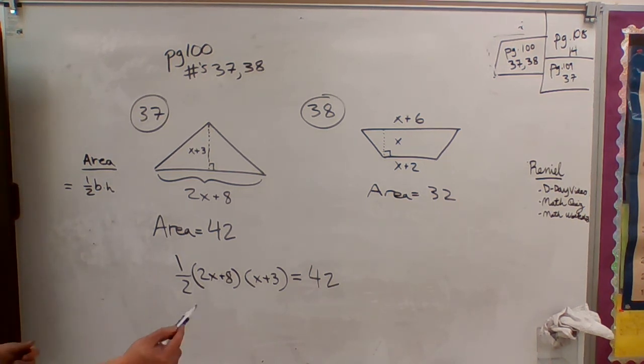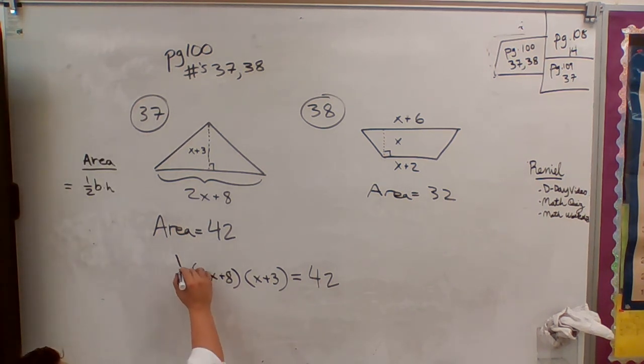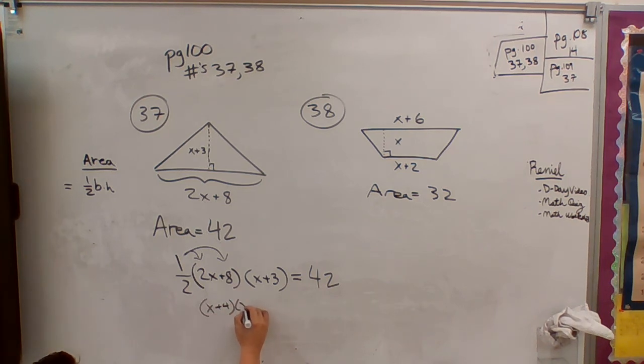And we would multiply this out. I'll run through this one. Yeah, might as well. So distribute this 1/2 in there. I'll be left with x plus 4 times x plus 3 equals 42. Let's distribute this out. That'll be x squared plus 3x plus 4x plus 12 equals 42. Subtract 42 from both sides.